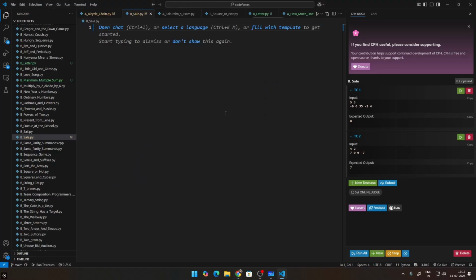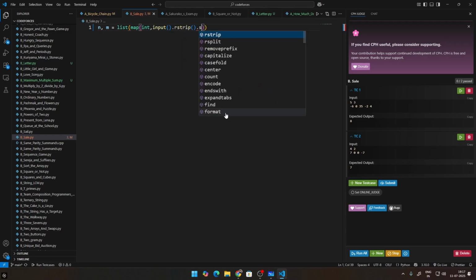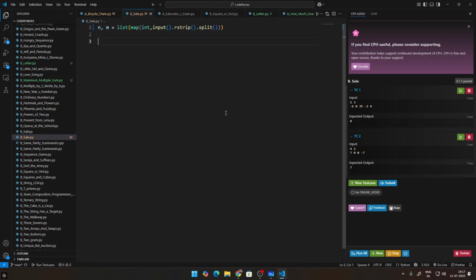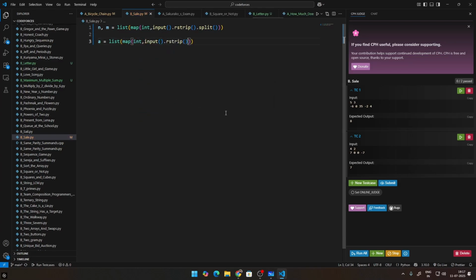So we're going to take n and m as input first: list of map of int, input().rstrip().split(). Then I'm going to take the list A as input, which will be the same thing again. If you don't know what this line means, I suggest you go to our earlier videos, where we explained what this line means and how it's able to take a list of space separated integers as input.